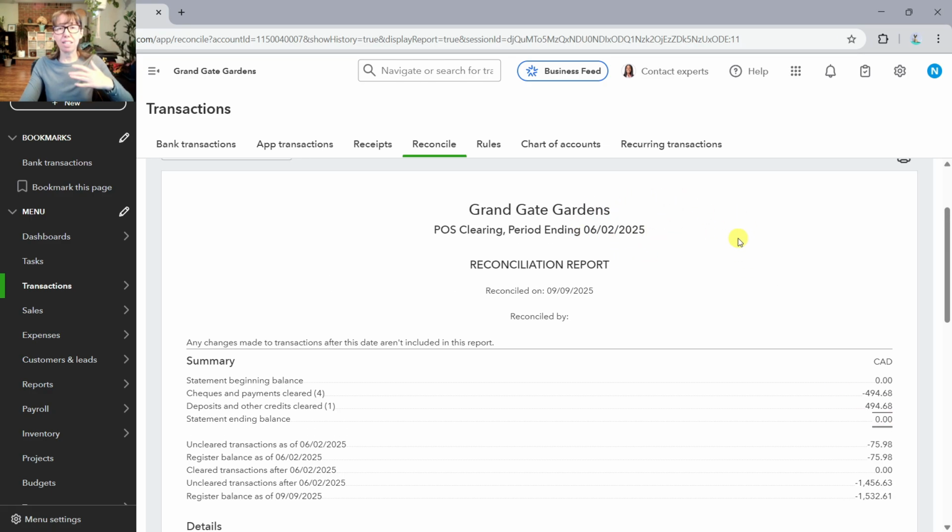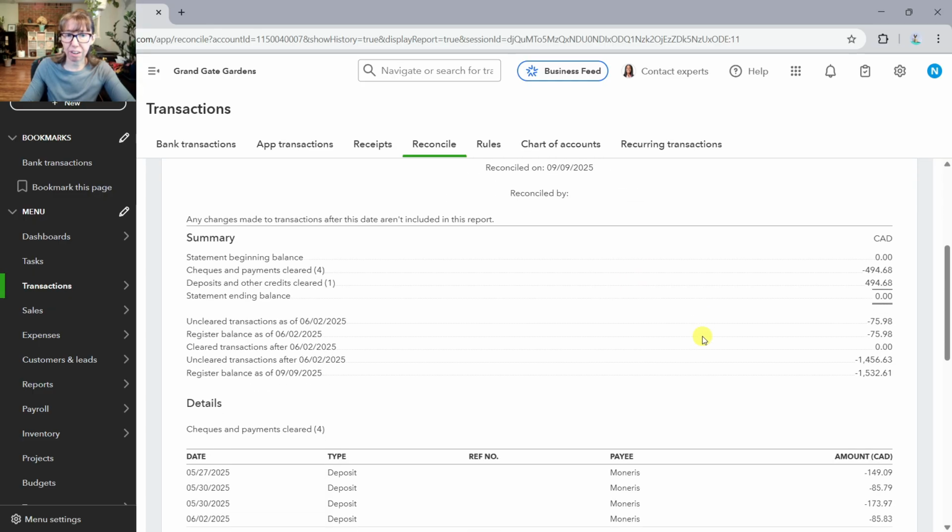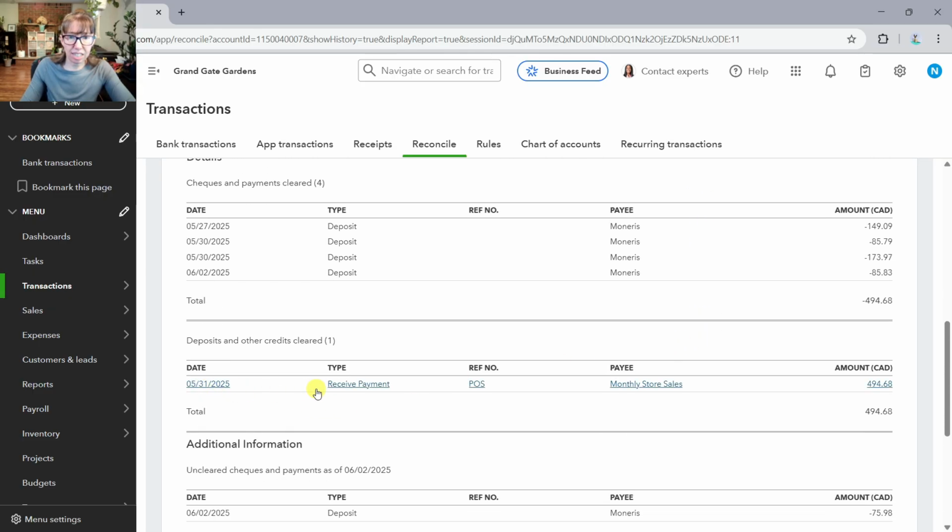2nd. And this is because the sales for May, specifically the last day of May, May 31st, are going to go into the bank the next business day. And what I was doing in this scenario is I was saying, this is the received payment that I cleared. We should be seeing $494.68 come into the bank by debit and credit, so by POS, regarding the monthly store sales.